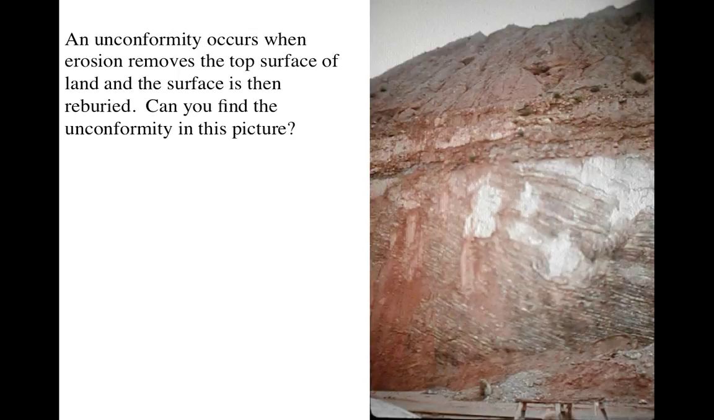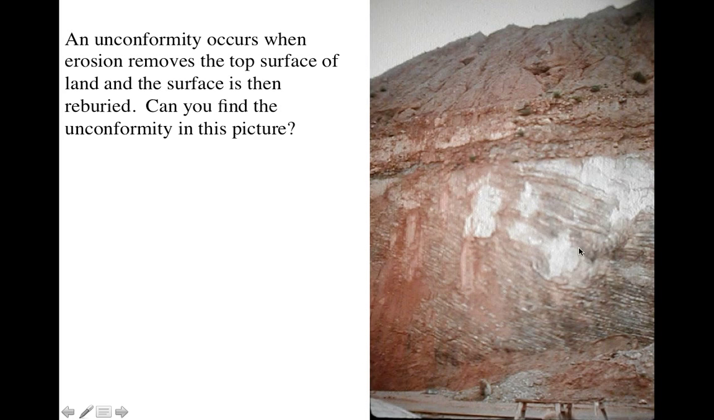And unconformity, so let's think about what unconformity means. If you conform, then you're just like everybody else, right? And unconformity wouldn't be like everything else. So an unconformity occurs when erosion removes the top surface of land and the surface is then reburied. Now, we've looked at this picture before. We talked about it. Here's the unconformity right here.